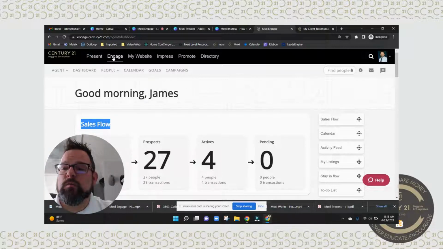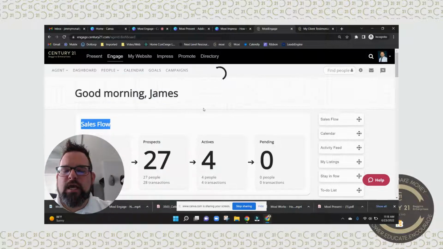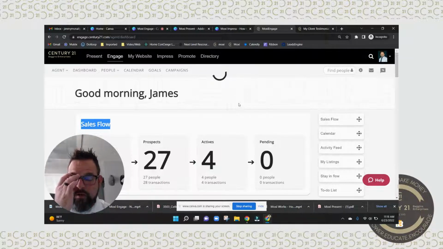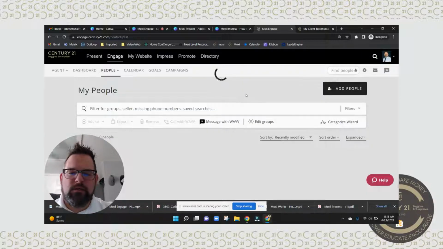You're going to log into Moxi, and you want to make sure you click on Engage, and then you're going to hover over People and go to My People. And what's going to happen is this is going to have everybody on here. Your entire database will be pulled up in an instant. Well, in this case, a couple instances.